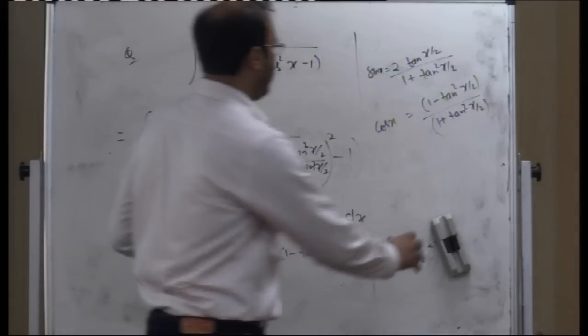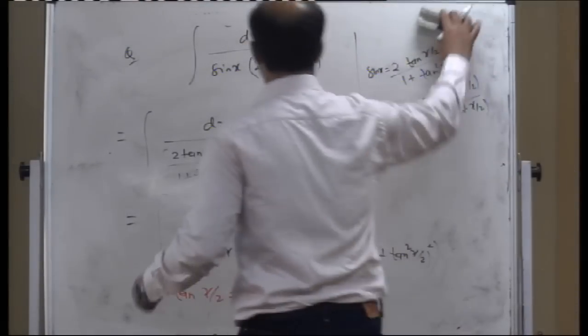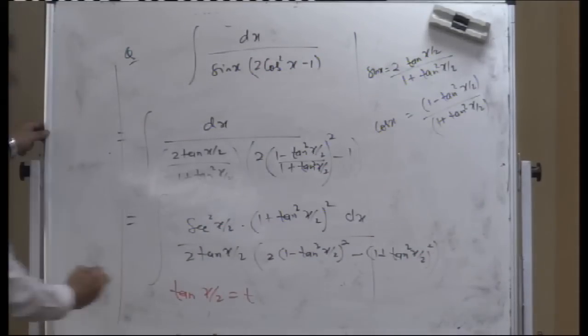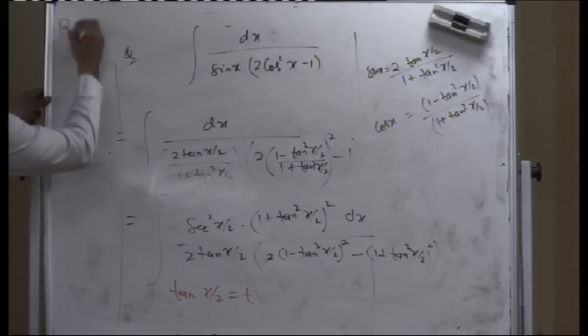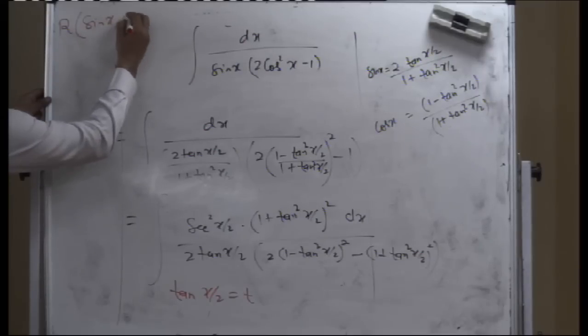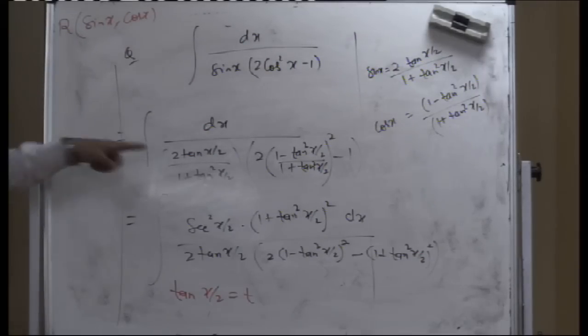So we have one more method to solve this question. That method says that this function of sin x and cos x, which is actually a function like this, R of sin x, cos x. Now if you put here, instead of sin x, minus sin x, what will happen?